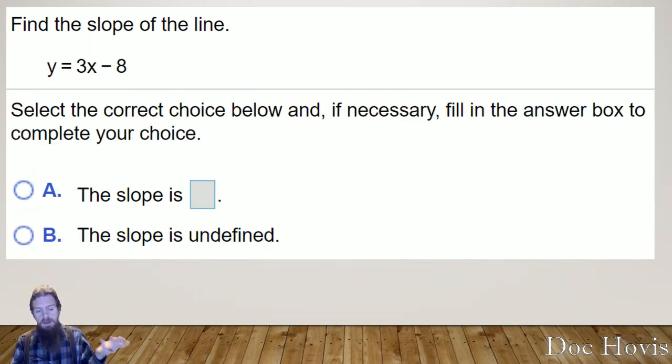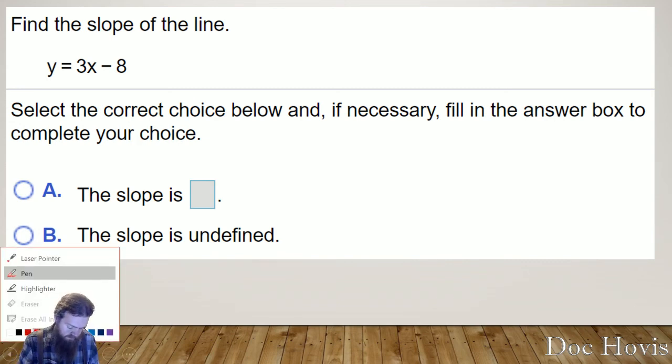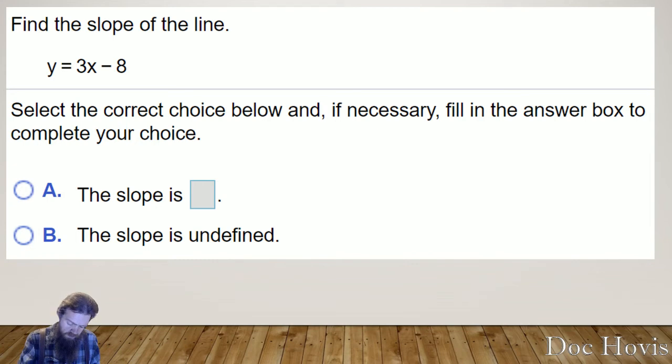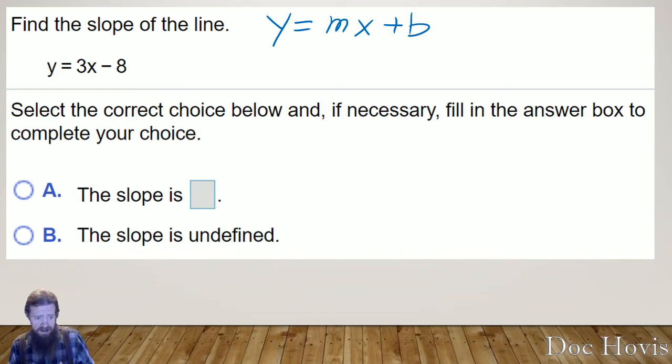Find the slope. If you were a middle school student, or at least a freshman in high school, you saw this formula: y is equal to mx plus b. This is what's called the slope-intercept formula. M is our slope. B is our intercept. So if we have that in y equals mx plus b format, I can tell my slope super fast.